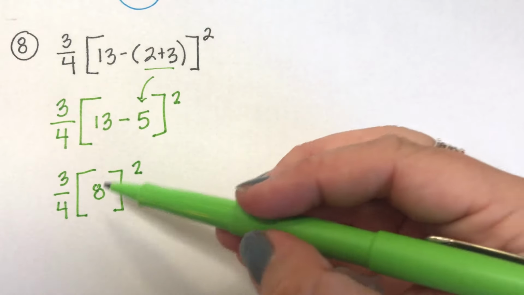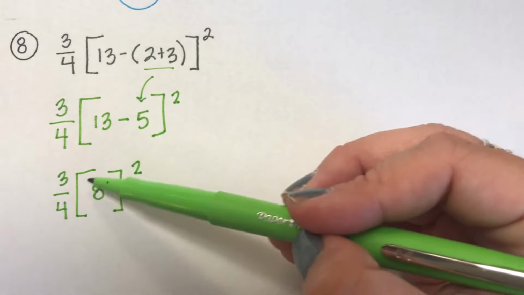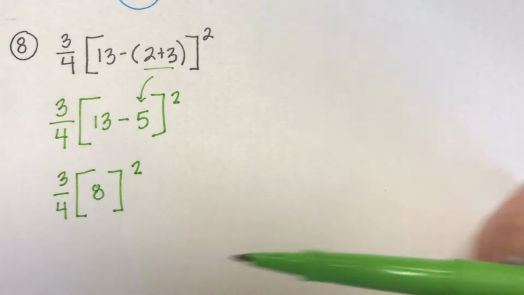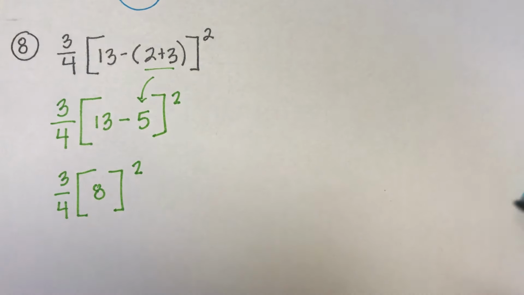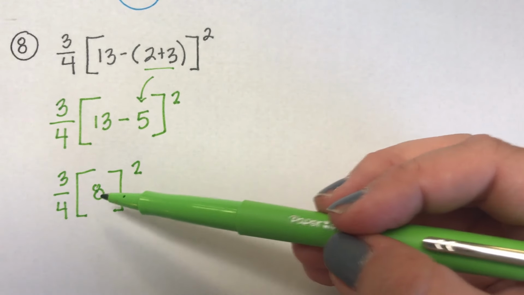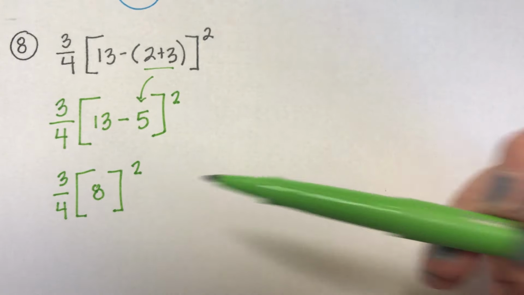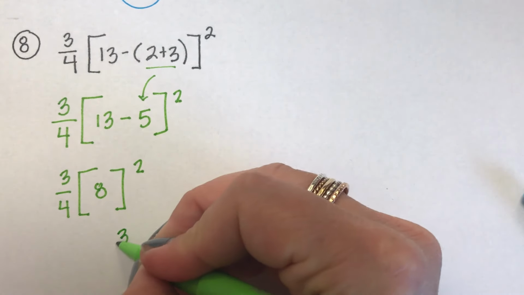So I've done my parentheses. I cannot simplify anything more inside this parentheses. So the next thing I have to do is my exponent. My exponent is what's being raised to the second power. It's 8. So 8 squared is 8 times 8, which is 64.